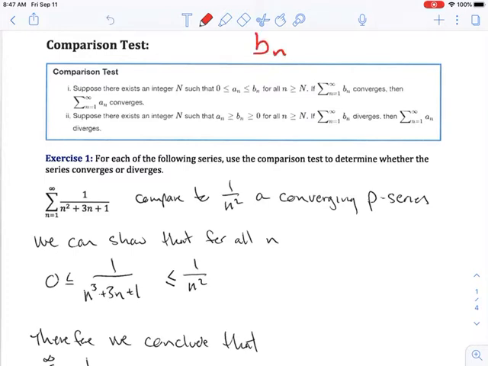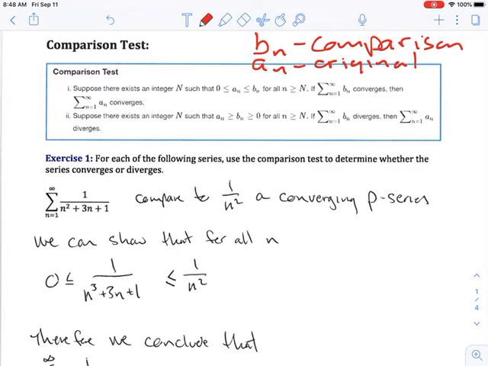B sub n is going to be equal to the comparison series, and A sub n will be the original series, or whatever you want to call it, the series that we actually want to determine its convergence or divergence. B sub n is the comparison series.